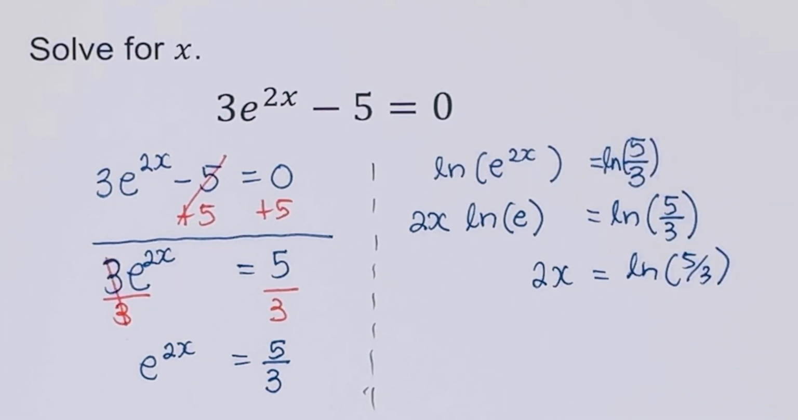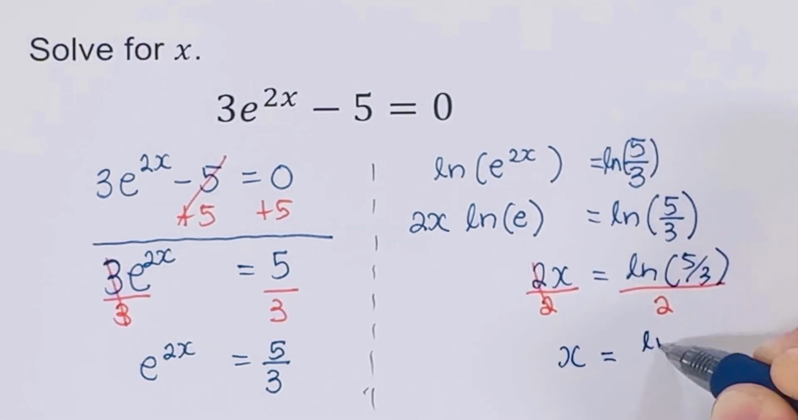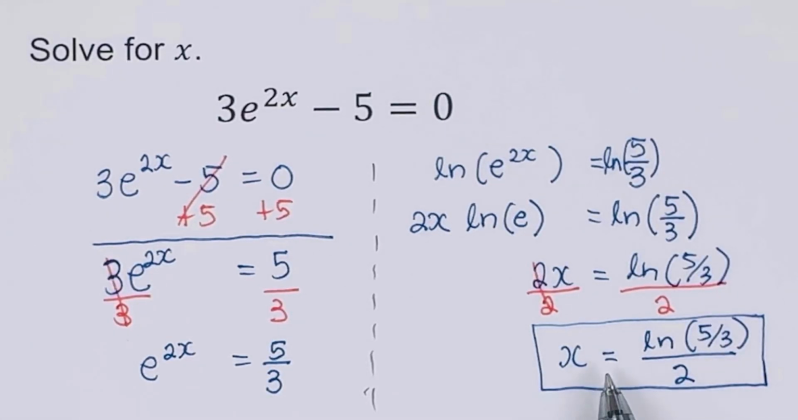From here, we can solve for x by itself by dividing both sides by 2. So this is the value of x that will make this equation true. So that is how we solve exponential equations involving Euler's number e.